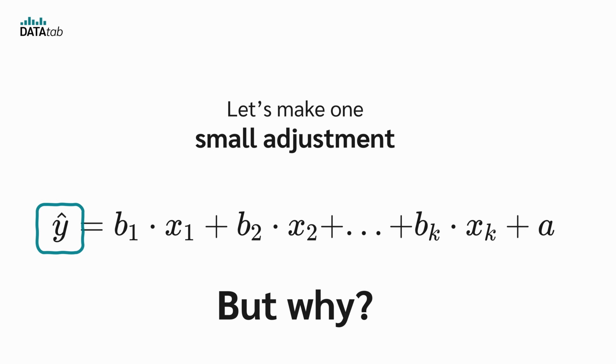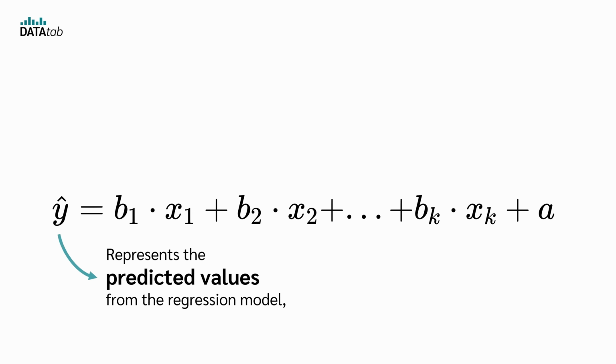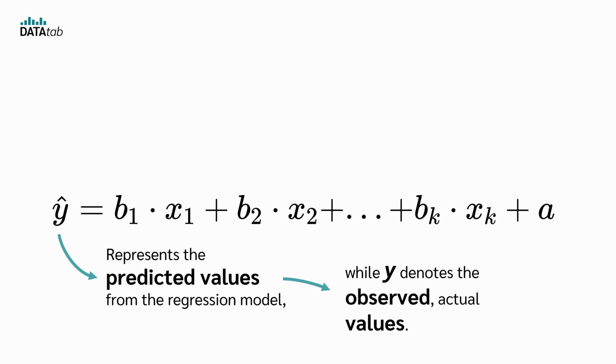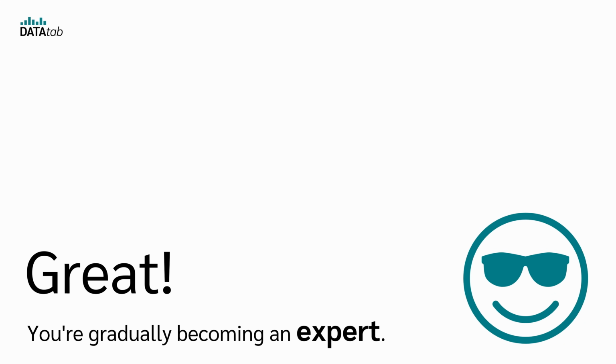But why? In the previous video, we learned that regression aims to model the dependent variable as accurately as possible. However, when working with real-world data, there's always some error. In other words, the true values often differ from the predictions. Now, y hat represents the predicted values from the regression model, while y denotes the observed actual values. Great, you're gradually becoming an expert.